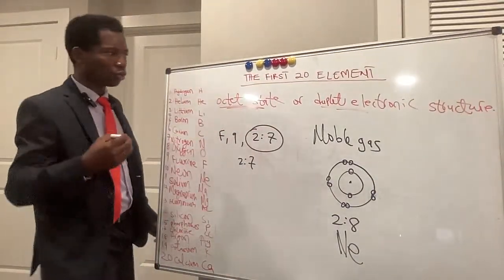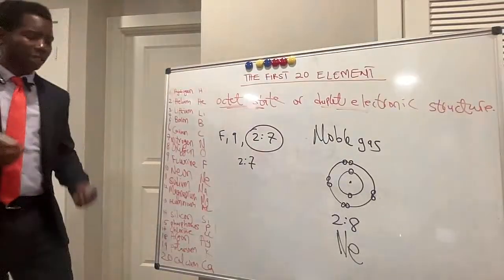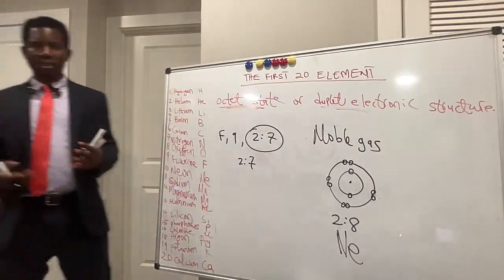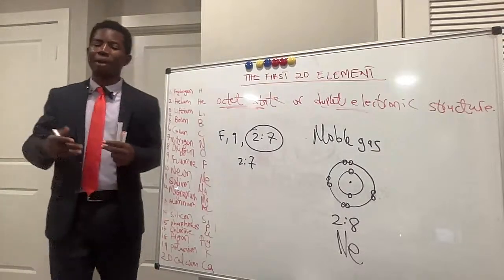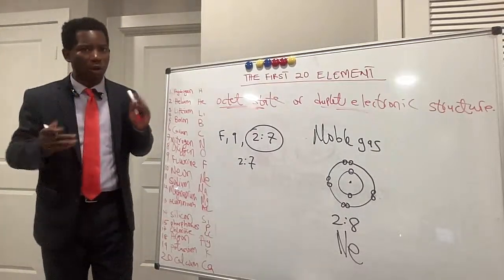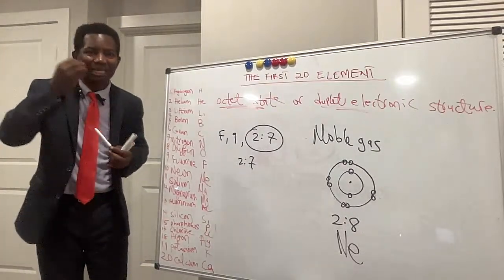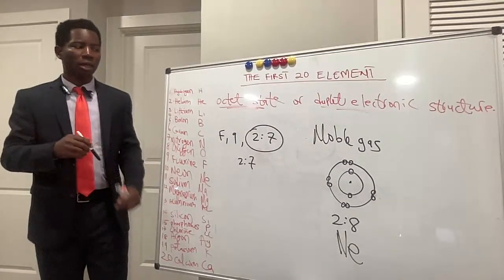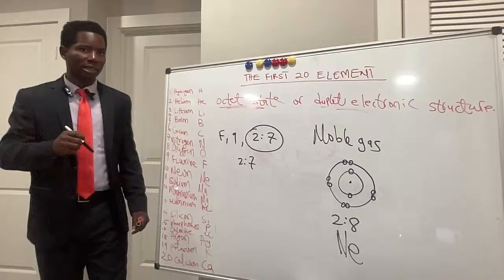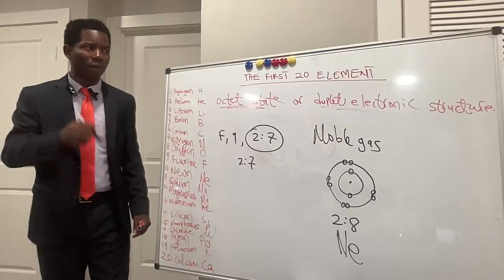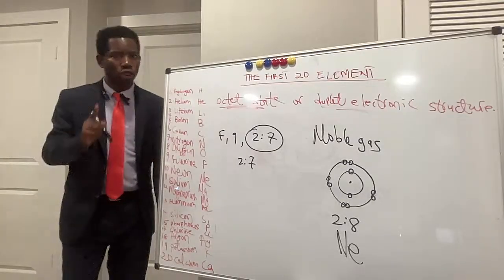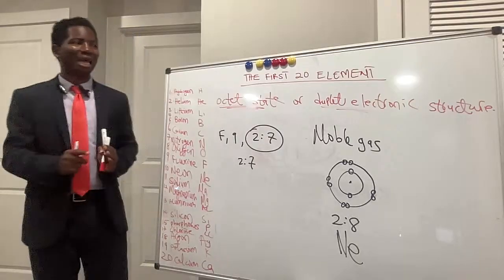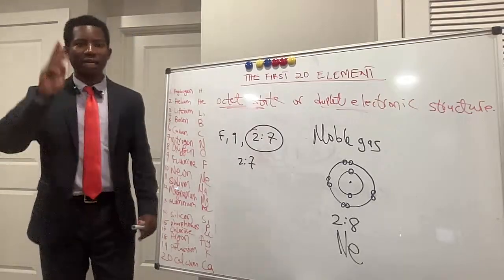What do we say all elements want? What is their aim? They want to attain an octet state. What is an octet state? An octet state is a state whereby the atomic shell of an atom or an element has exactly 8 electrons or 2 electrons.